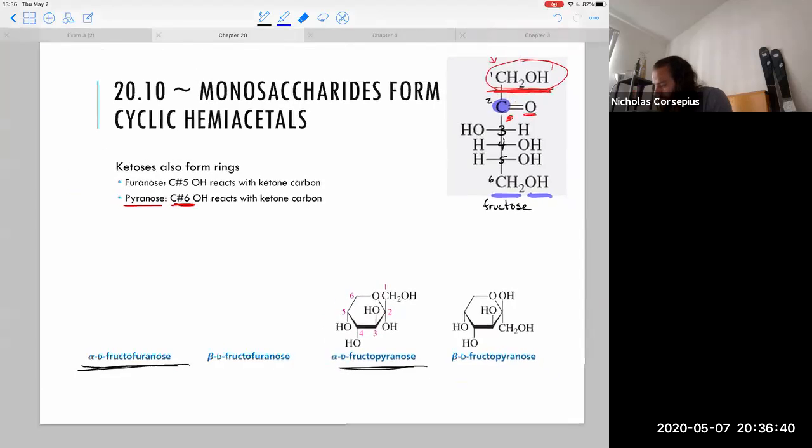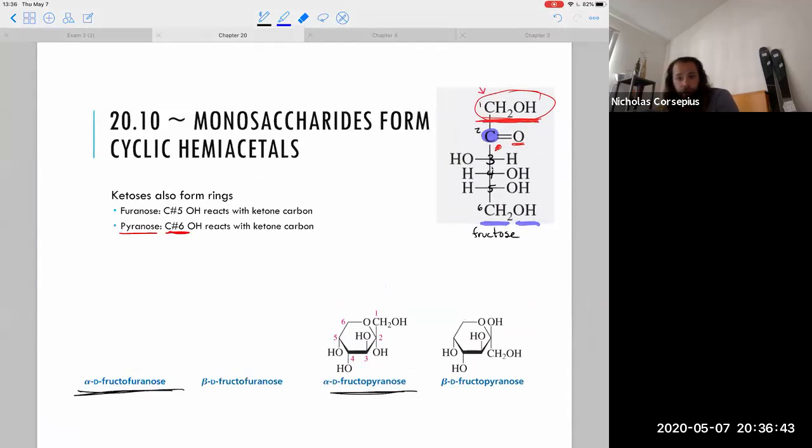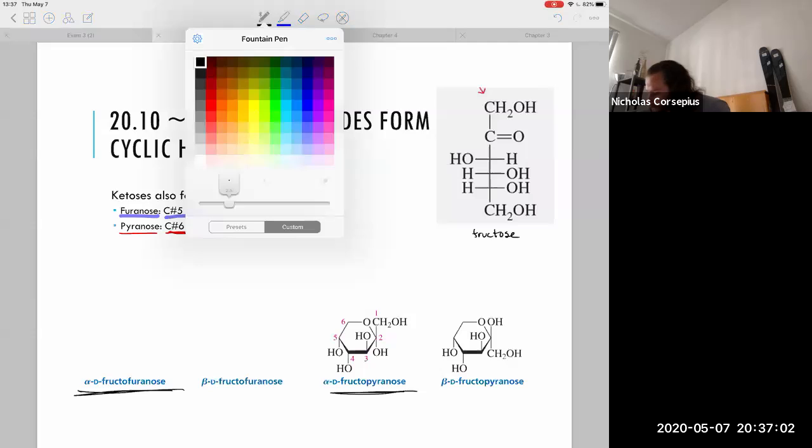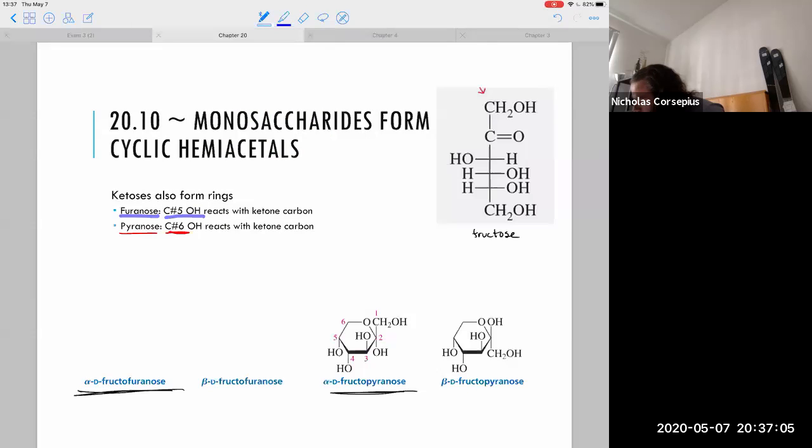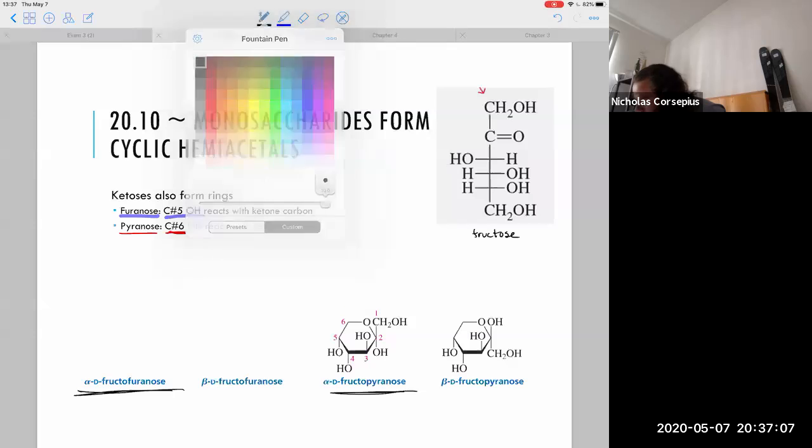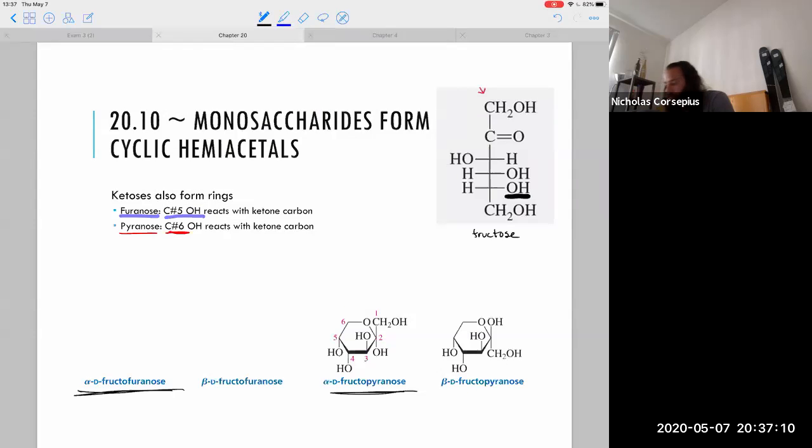All right, so now we're going to do the same thing, but we're going to create a furanose. So we're going to create just a 5-membered ring, starting out with our same sugar, fructose. And here, our furanose is formed when the C5 OH reacts. Our electrophile is of course going to be that carbonyl carbon, but now it's our C5 OH group that's going to react. That's going to be our nucleophile.